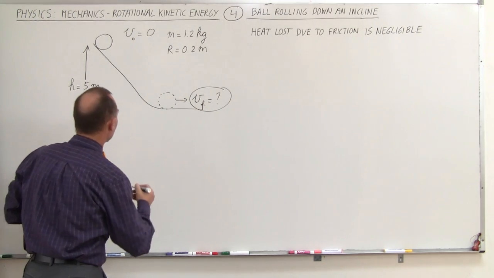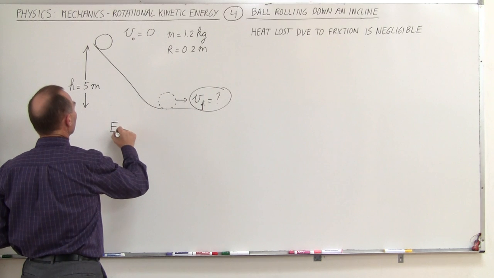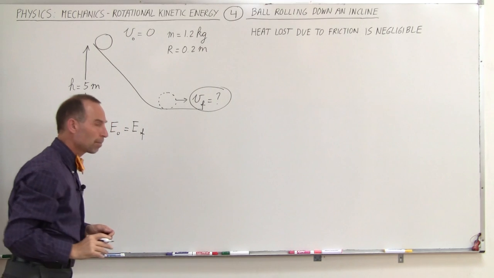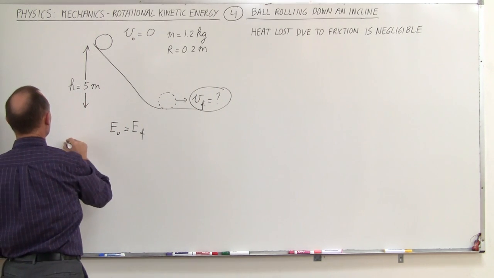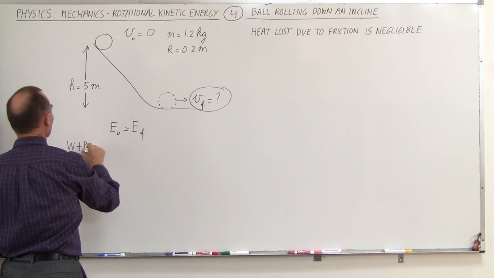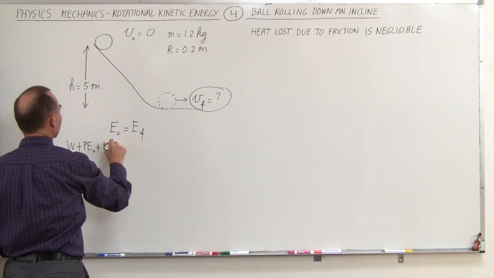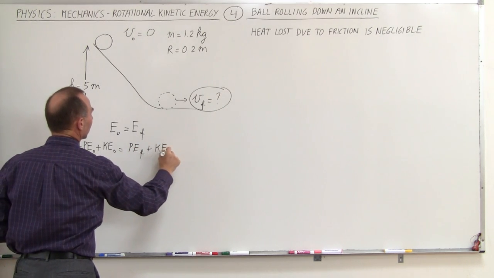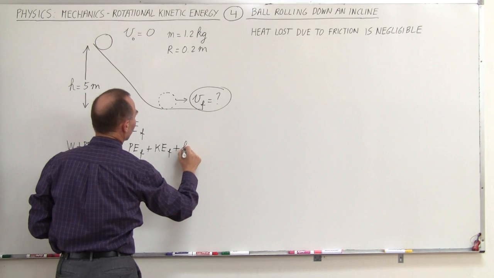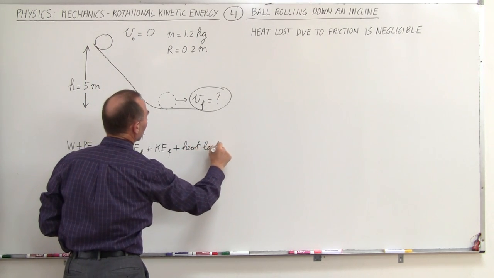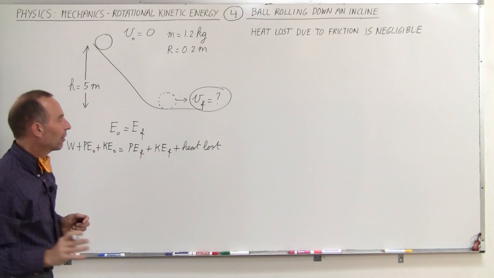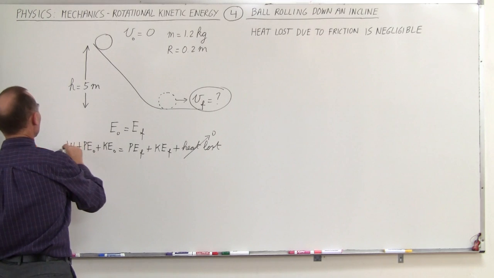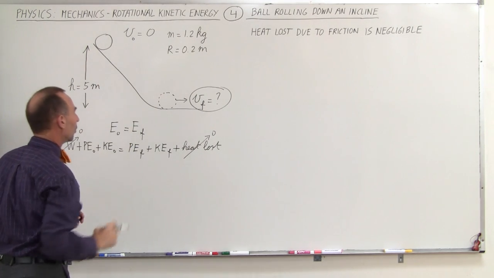So what we're going to do here is use the equation that the initial energy at the top of the hill must equal the final energy at the bottom of the hill. Now, the equation in general can be written as the work put into the system plus the original potential energy plus the original kinetic energy is equal to the final potential energy plus the final kinetic energy plus any heat loss due to friction. And just as we mentioned before, we can assume that that's going to be very small, so we're going to ignore that. No heat loss due to friction, and we can say that there's no work put into the system, the ball is just rolling down by itself.